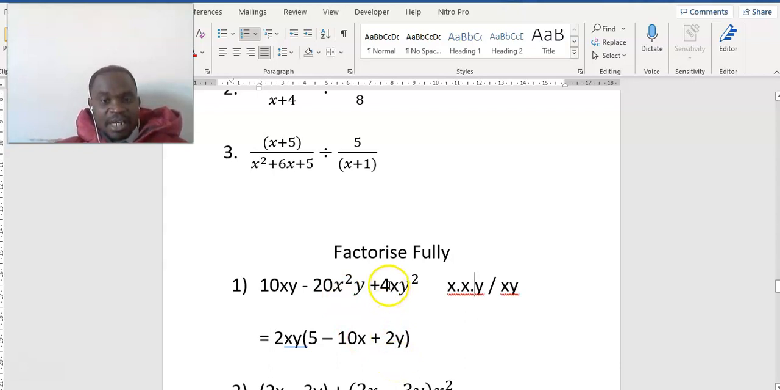Then the next one, 4 divided by 2 gives you 2. Then we have x y squared. So y squared is like this, divided by what we have here. So this x will cancel that one, y will cancel that one. It's going to remain what? y. So we have 2y. Okay.